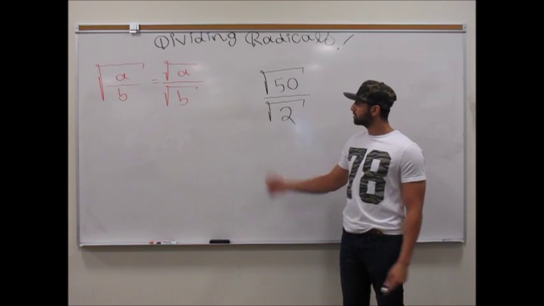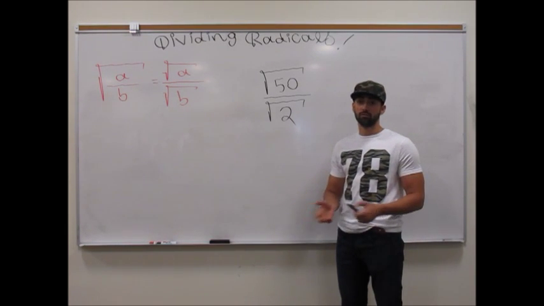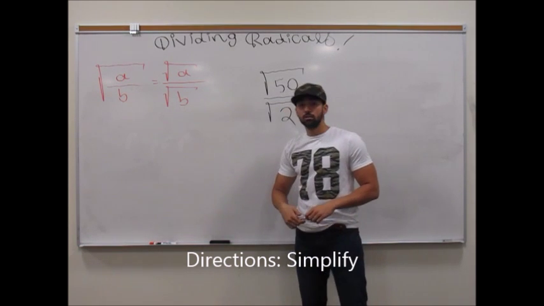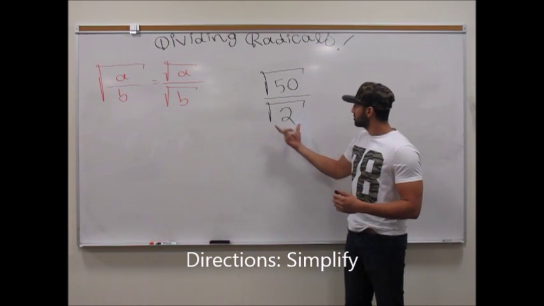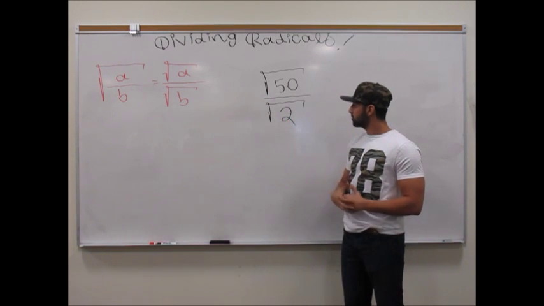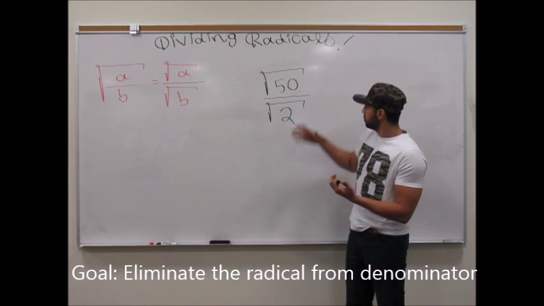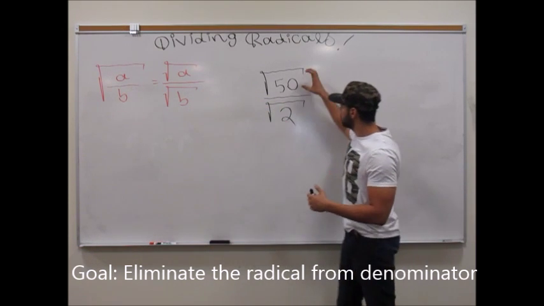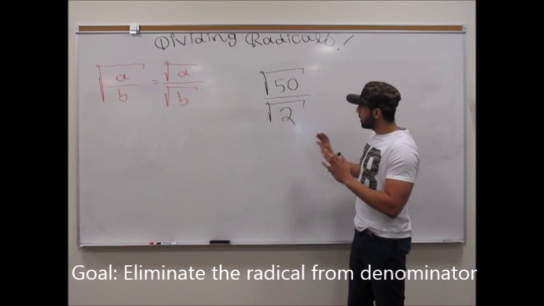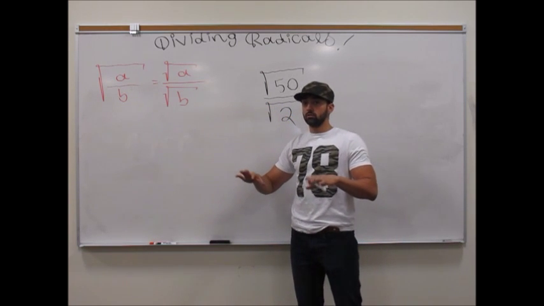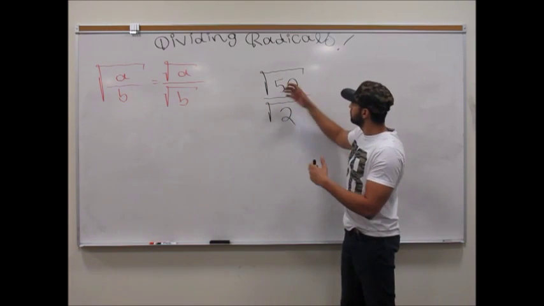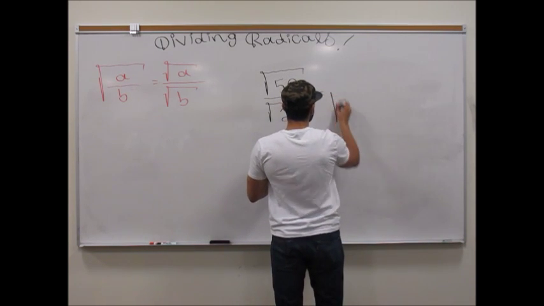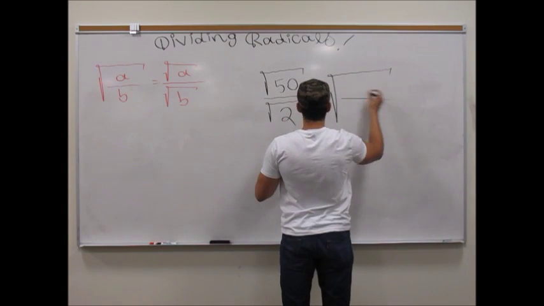Okay, so here's the first example, and the directions are to simplify. So this is the only thing we know so far. Notice there's a radical in the denominator, which is what we don't want. So it looks like these guys are in this position right now, where the radical is over both of them. Let's just go ahead and put the radical over both of them. So let's just have one big radical for both of them.